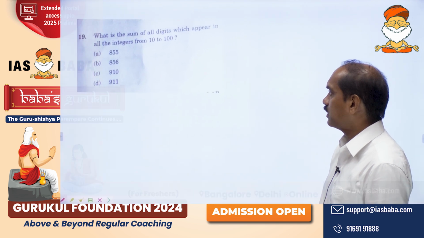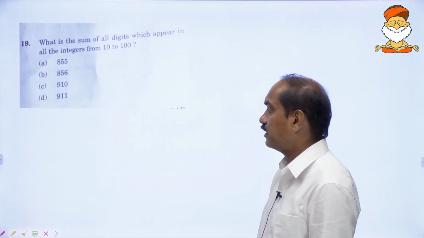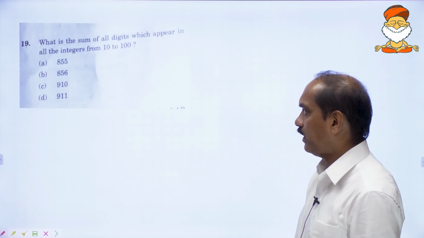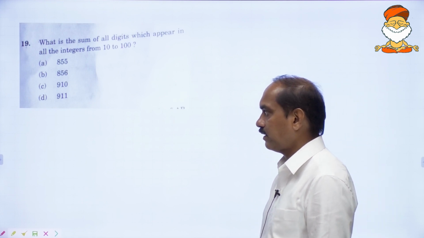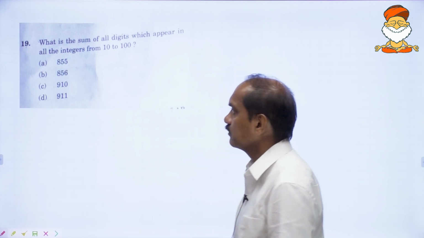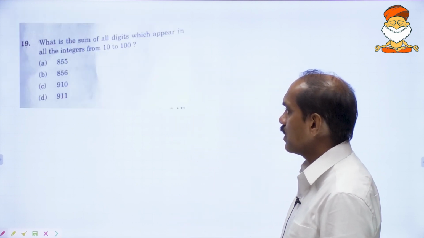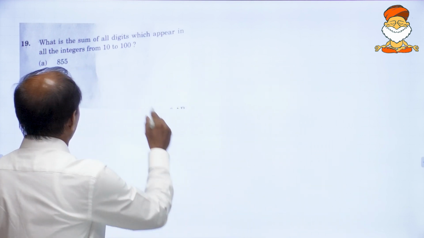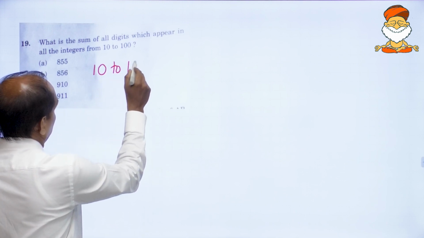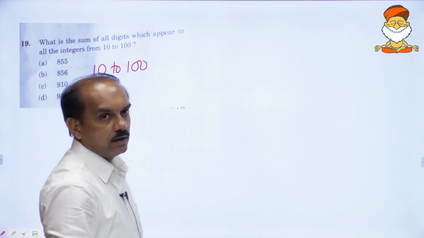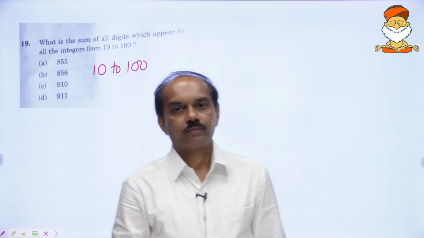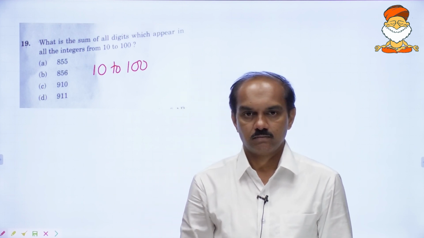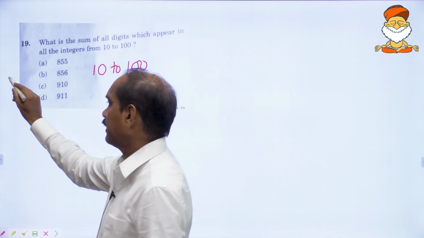What is the sum of all the digits which appear in all the integers from 10 to 100? Your options are 855, 856, 910, 911. Right? What is the sum of all the digits? So the journey is from 10 to 100, right? From 10 to 100, we will come across only one 3-digit number, that is 100.